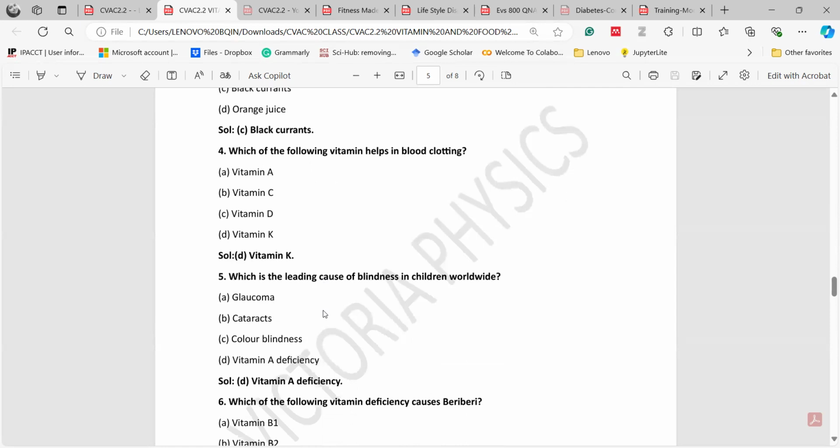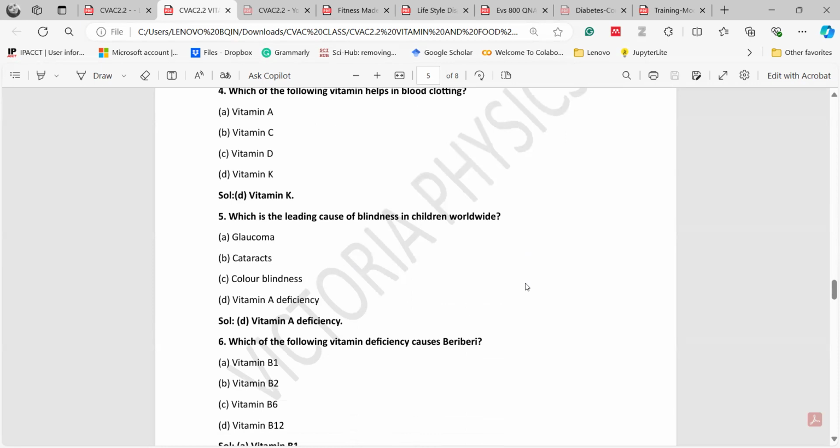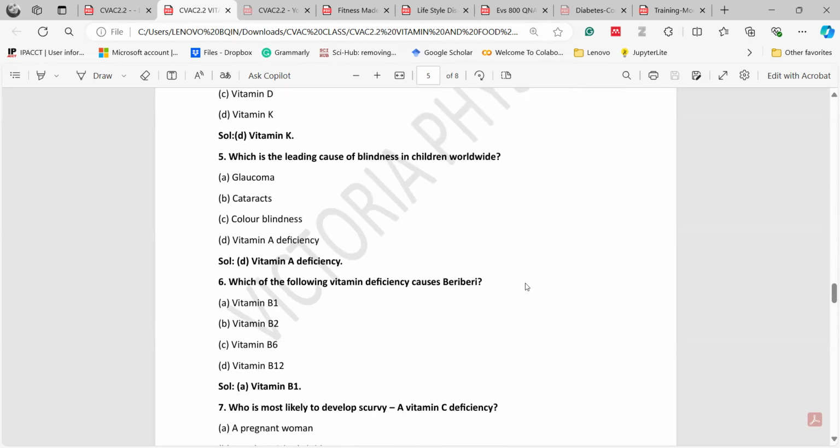Okay, moving on to the next part. This is an important question. Which is the leading cause of blindness in children worldwide? Okay, so vitamin A deficiency is the main reason for blindness in children across the world. Okay, and what is the cause of beriberi? So beriberi is caused by vitamin B1 deficiency.